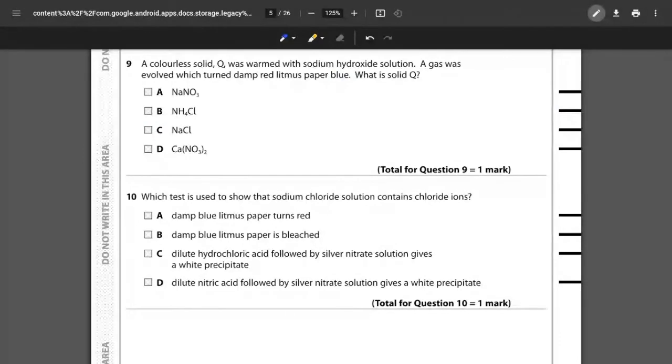Question 9 is a chemical test question, again linking into our Topic 8, our redox and inorganics. We've got colourless solid Q was warmed with sodium hydroxide and a gas was evolved that turned damp red litmus paper blue. What is Q? Well, the key thing is this damp red litmus paper going blue. That is telling us that the gas is ammonia, and that can only come from the ammonium ion. And only one of these actually contains ammonium, therefore our answer must be the ammonium chloride.